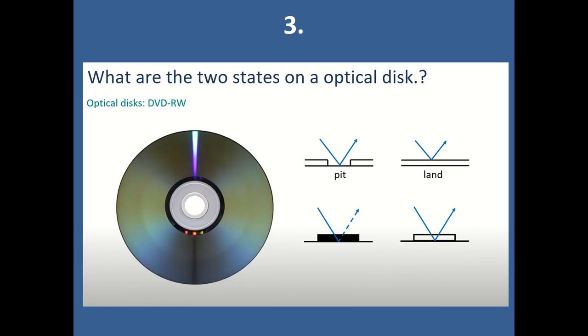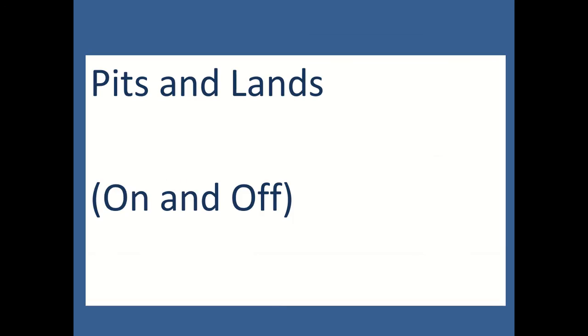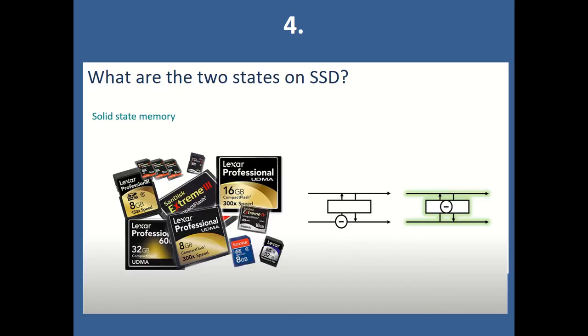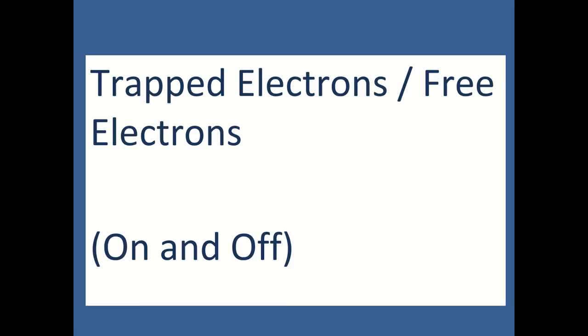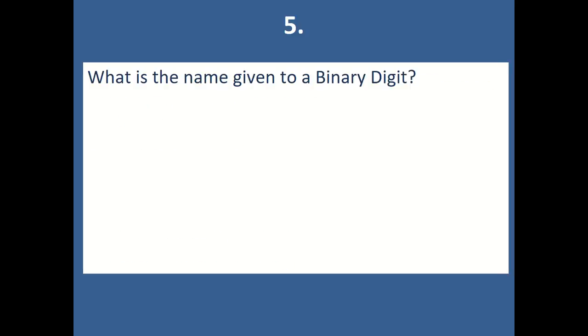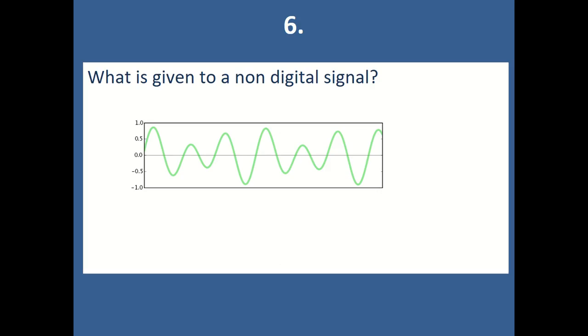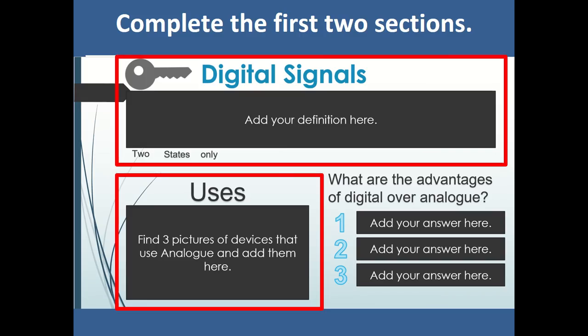What are the 2 states in optical discs? You should get pits and lands, or on and off. And what are the 2 states on an SSD, a solid state memory? Trapped electrons, free electrons, a charge or no charge, which is an on or an off. What is the name given to a binary digit? The answer is a bit. What is the name given to a non-digital signal? It's analog. Please can you complete the first two sections of the page called digital signals.